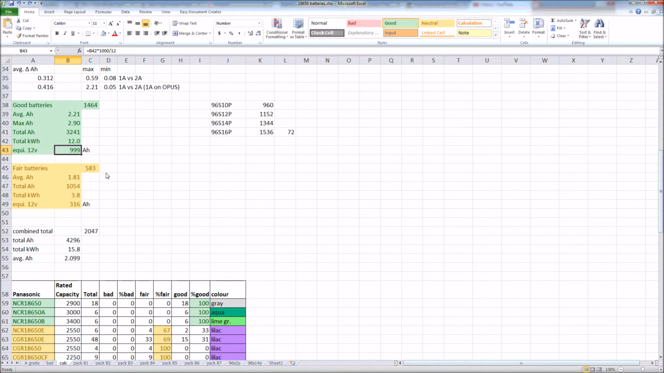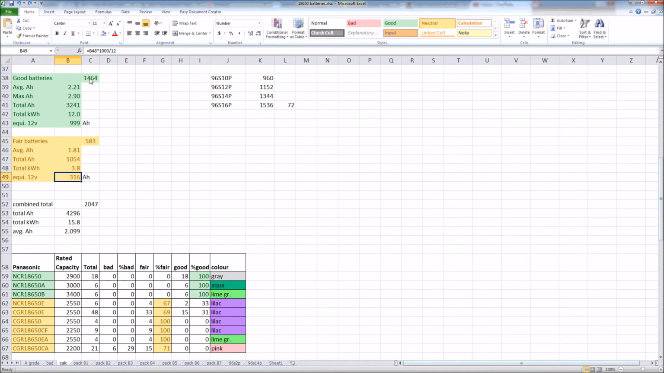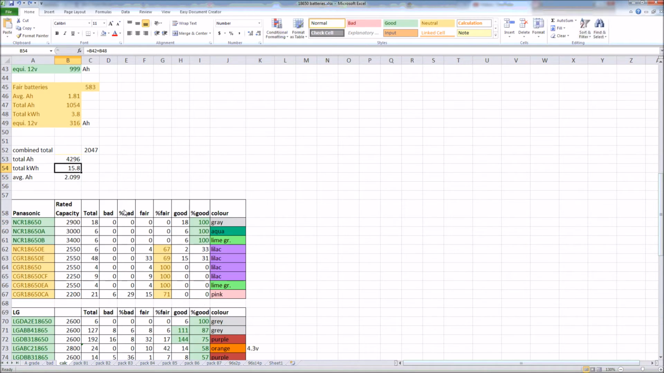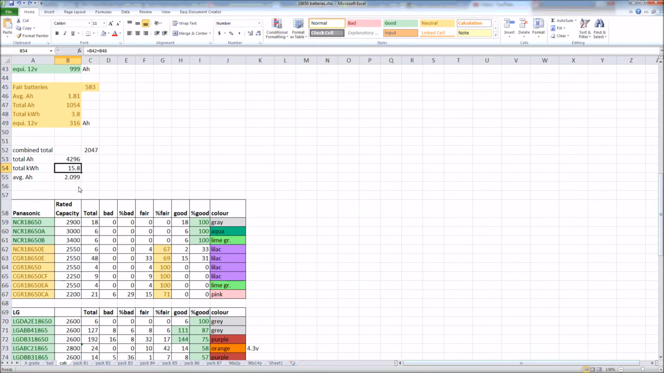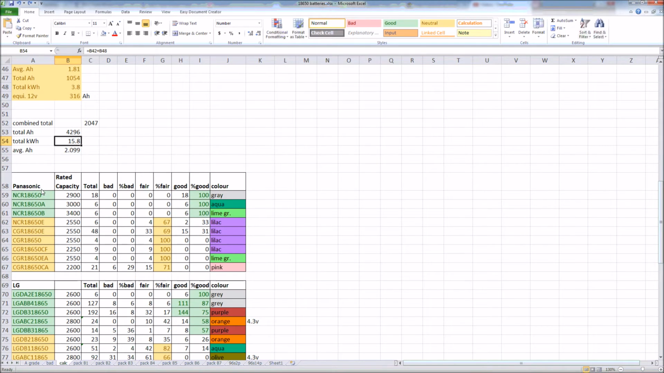So my fair batteries, I've got 483, average amp hour is 1.8, total amp hour is 1,000. So that's just some information for the cells. If I add them all together here, I've got 2,000 batteries, and I've got almost 16 kilowatt hours total since I started. So this is how many cells I've saved that are good or fair, and that's over a 1 year period. So this is rated by manufacturer.